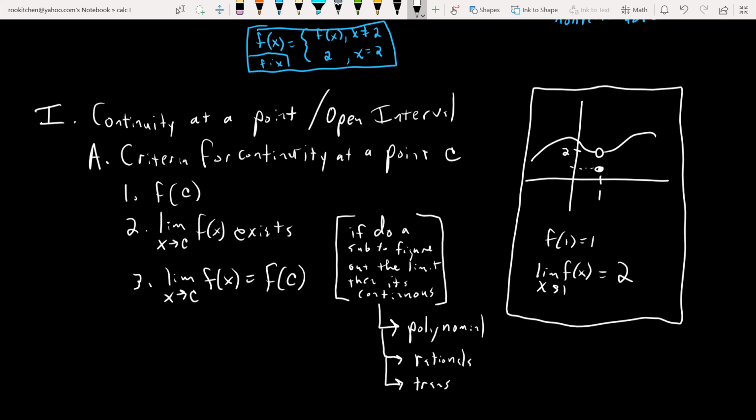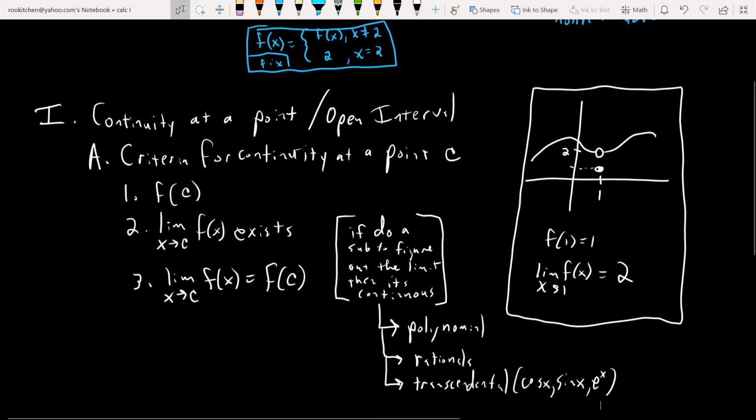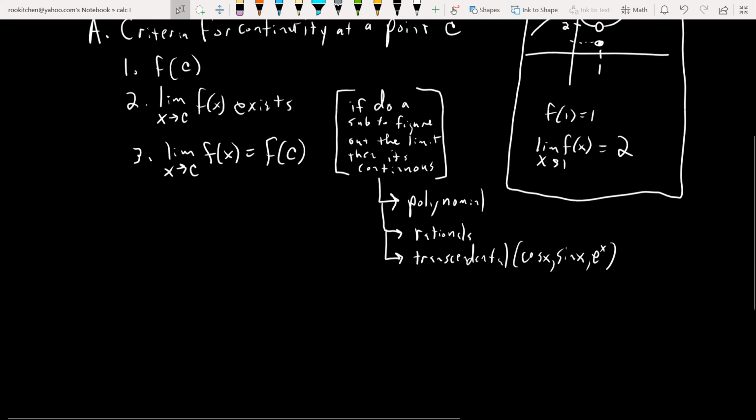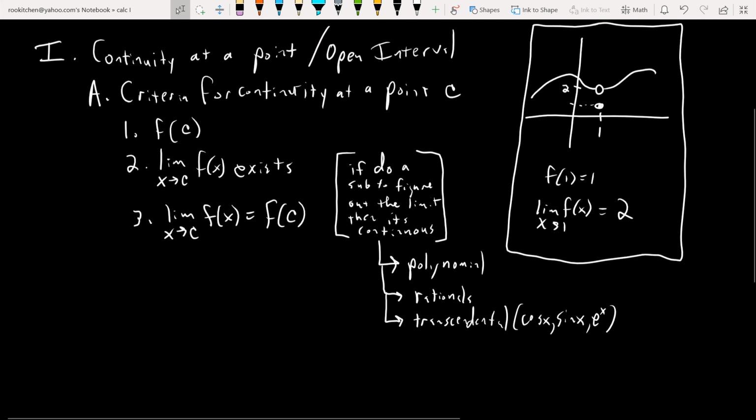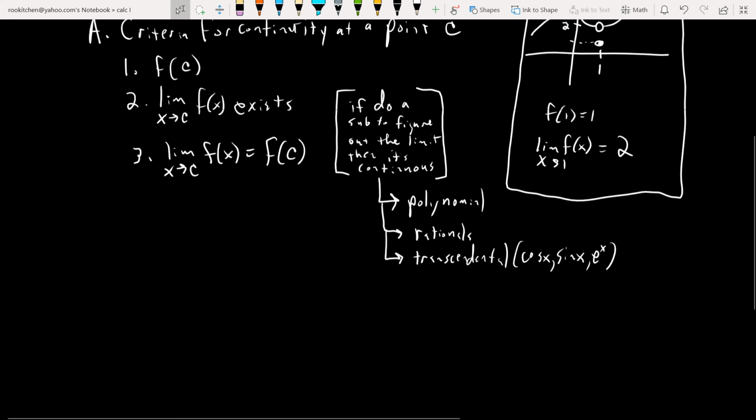Transcendentals, in particular cosine, sine, e to the x, those guys don't have any asymptotes to speak of, so they're going to be continuous everywhere. And when we saw the limits, you could always take the limit of those guys just by doing a substitution. So those are continuous. Okay, so that's continuity at a point, which doesn't seem very powerful, and it depends on the context.